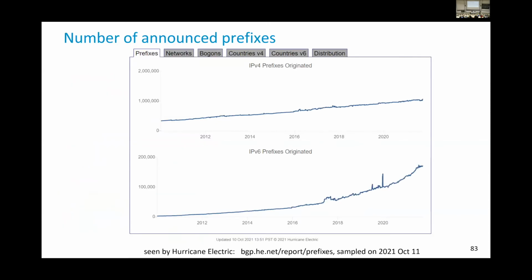You can also see the number of prefixes that are seen by this provider. This was 2 months ago. You see that the number of IPv6 prefixes is a bit below 200,000, and the number of IPv4 prefixes is getting close to 1 million. So 1 million IPv4 prefixes and 200,000 IPv6 prefixes. This is the size of the BGP routing information base.